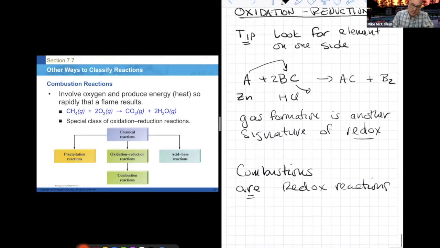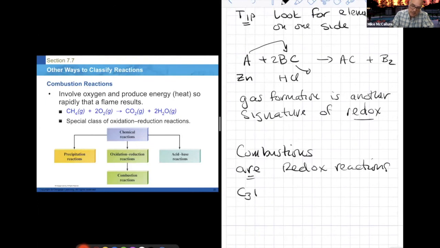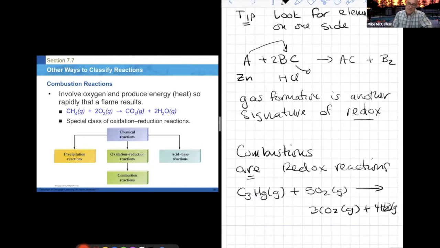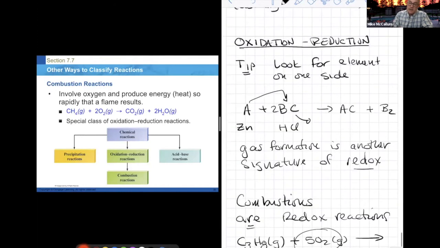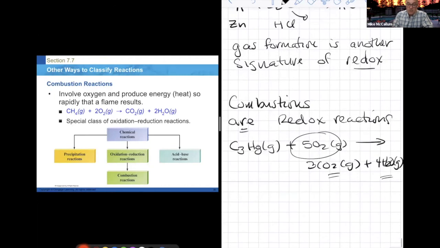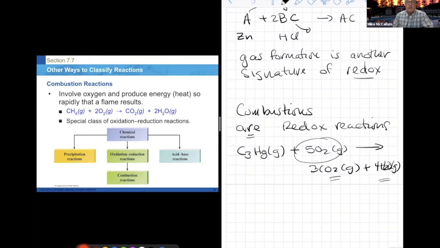So here's a combustion, a simple combustion. Propane, such as the propane in a grill. This is a balanced reaction. Right? Well, how do I know it's a redox reaction? Well, look, I have elemental oxygen on the left, combined oxygen on the right. This is one of my signatures. Look for an element on one side. So what you'll find out is this qualifies as an oxidation reduction reaction.